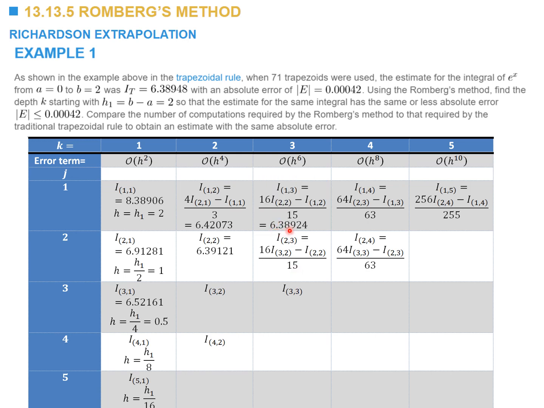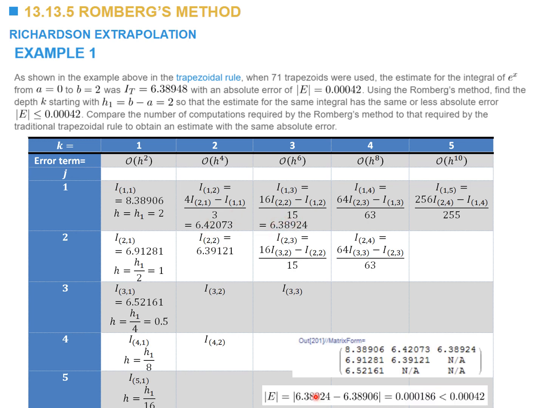And we're already getting a very accurate number. So we're getting 6.38924, which is already very accurate, even though we only used the trapezoid of width 0.5. But we used all the information here with some mathematical manipulation to obtain this very good estimate. We can see that this estimate, which is 6.38924, is already very close to the true value, and the error is actually less than 0.00042.